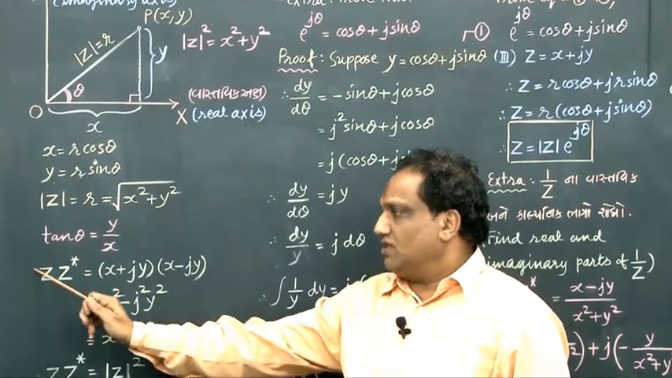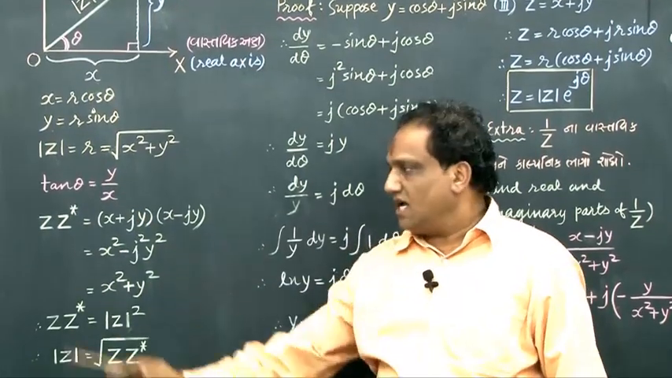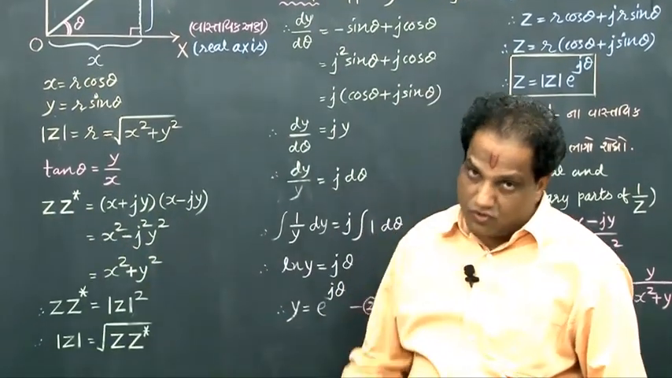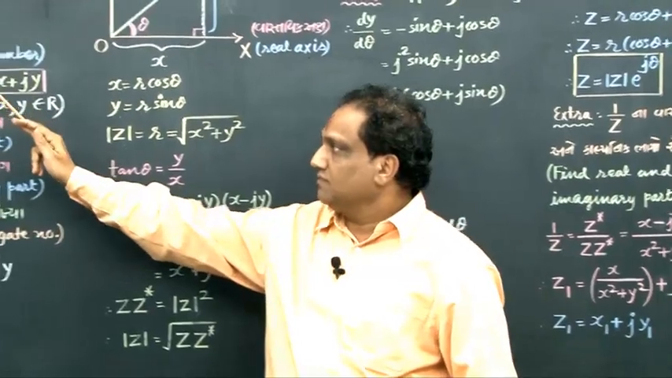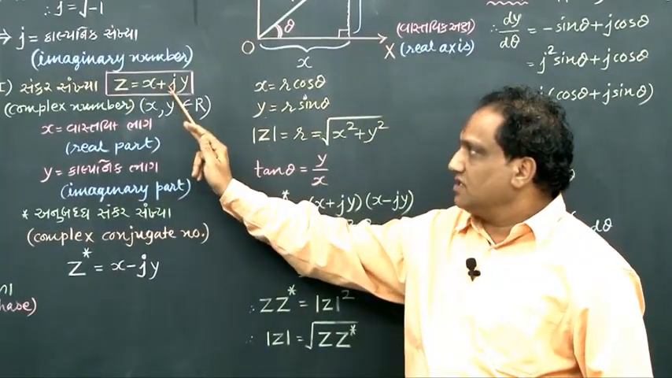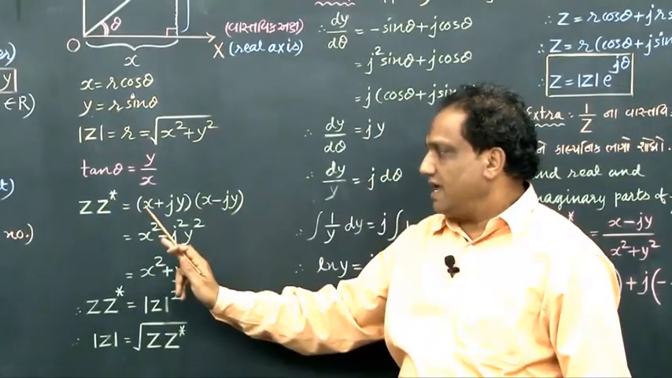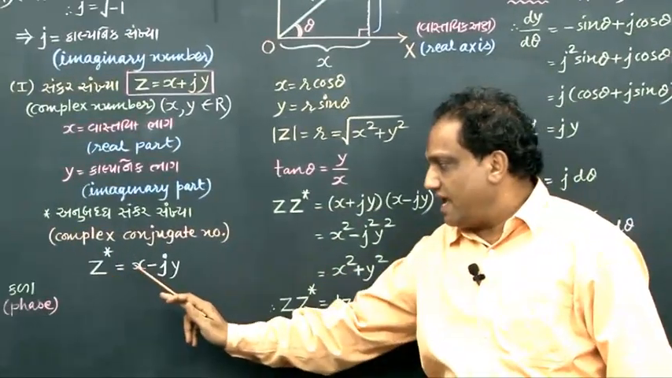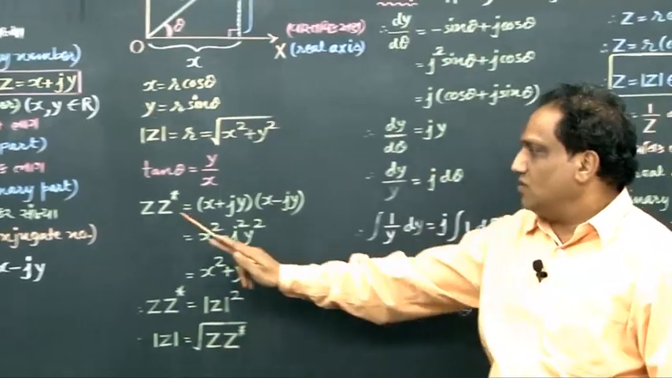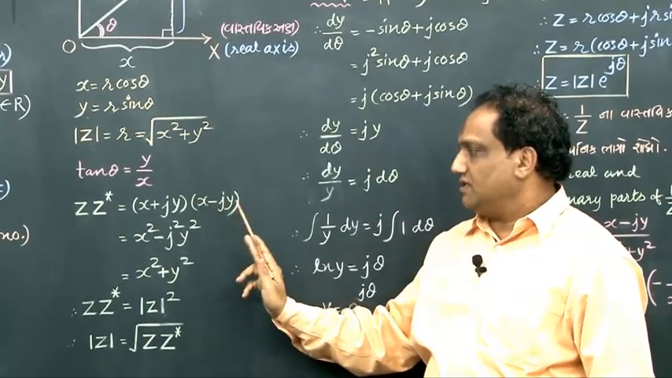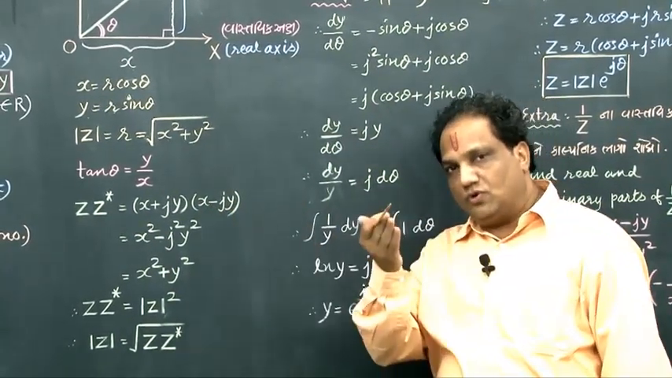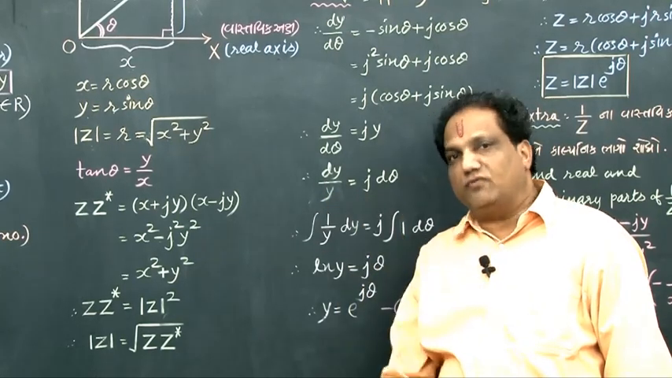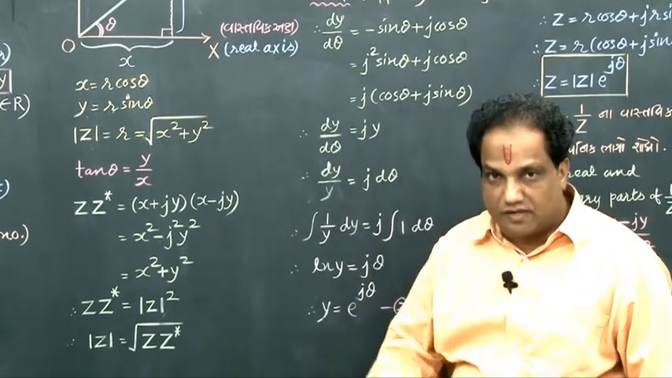Now suppose I want this product. Which product? I want z into z star. Okay, no problem. Let us find out. What is z? x plus jy. What is z star? Z star is x minus jy. Don't you know, a plus b into a minus b? What is it? a square minus b square.